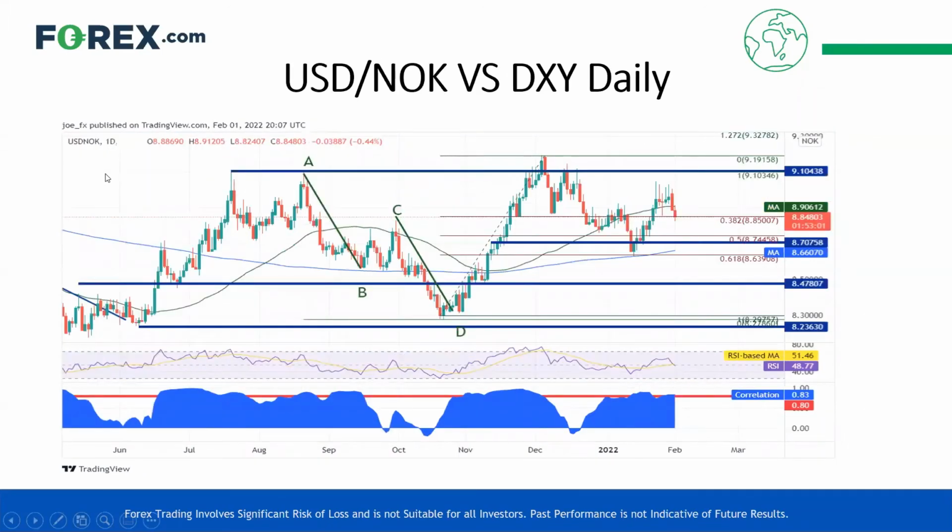NOK. So this here was dollar NOK versus the DXY. You can see that currently there's a positive correlation between the two, which makes sense if the dollar's going higher.